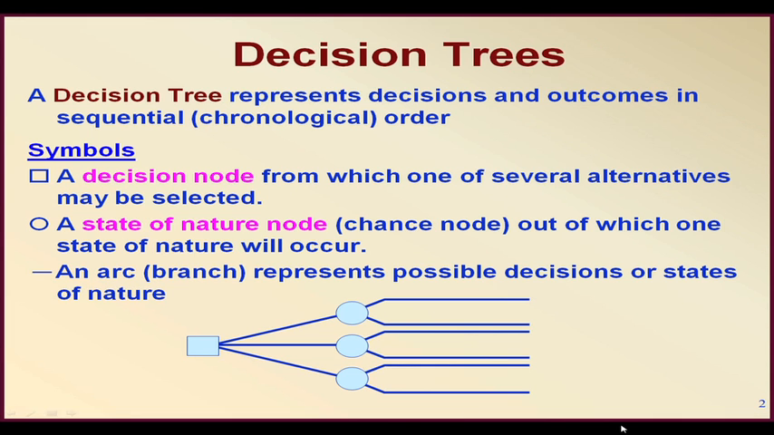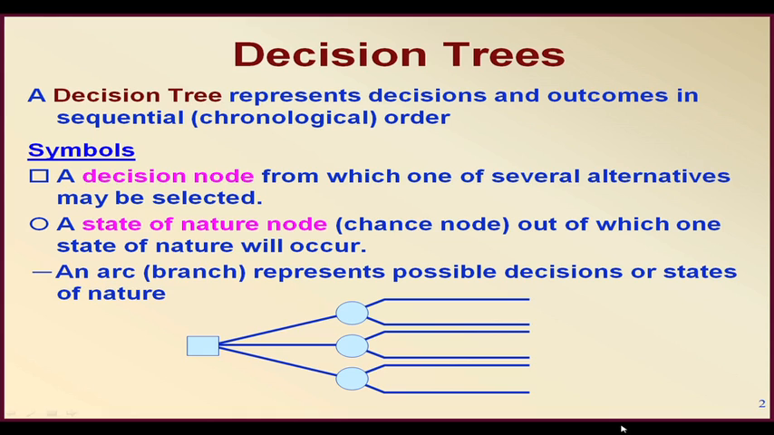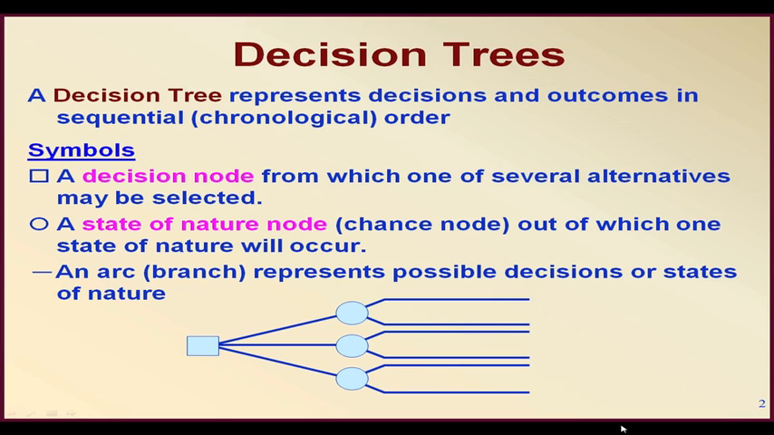So, as you know, in any decision problem there are two things. One is the set of alternatives amongst which we make a decision, and the second is the states of nature, sometimes also called chance nodes, out of which one state of nature will occur. But why are they states of nature? Because we do not have any control over them. The decision alternatives are within the decision maker's choice, but the states of nature are not. Then the arc or the branch represents possible decisions or states of nature.